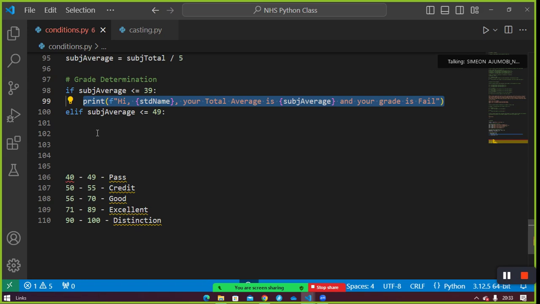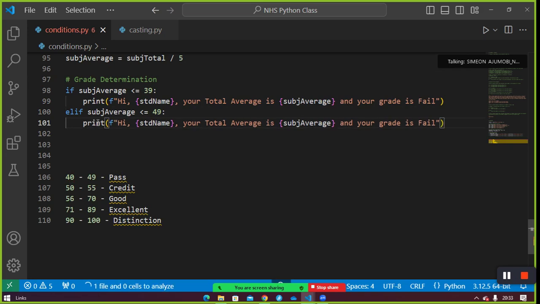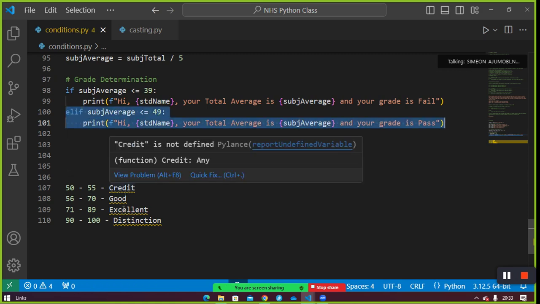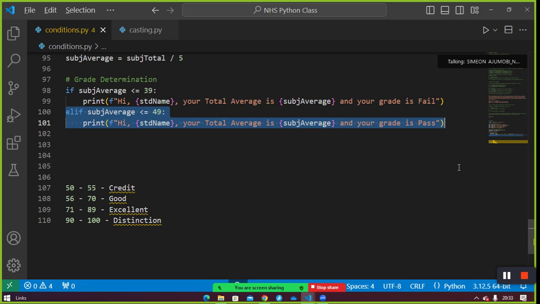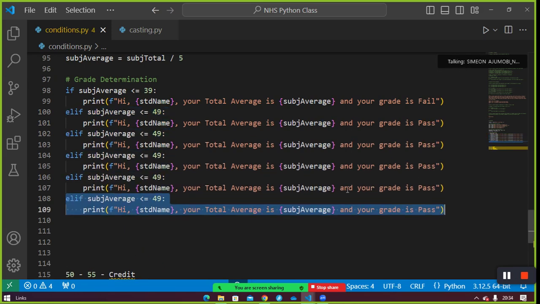So you don't have to repeat yourself. Just come and drop this here and change it. Say hi, student name, your total average is subject average and your grade is pass. Mr. Buka, I hope you can see this. Your grade is pass. Then we can repeat our elif. How many times? 1, 2, 3, 4 times. 1, 2, 3, 4. Now let's start.